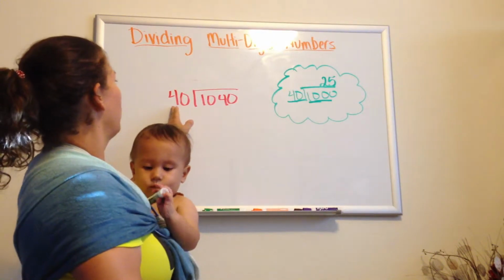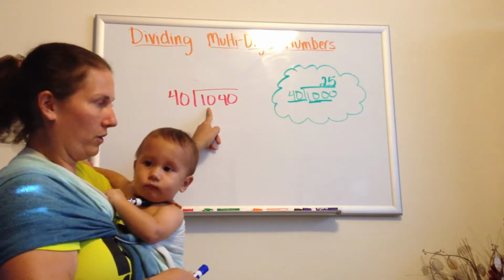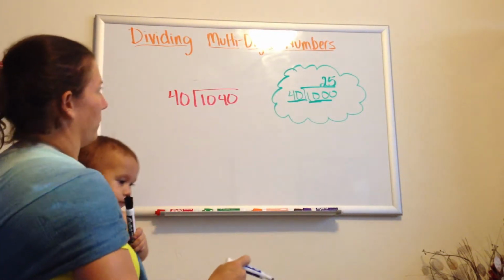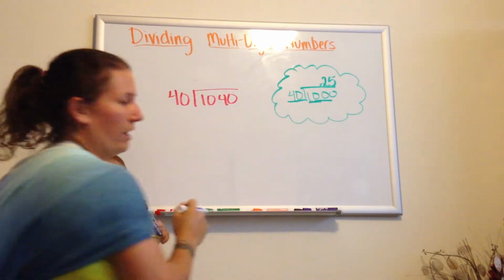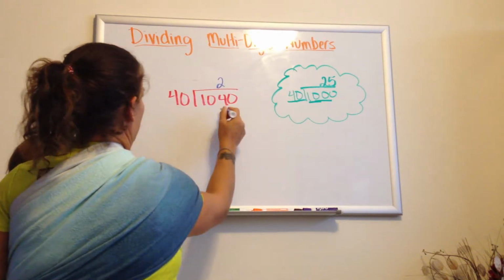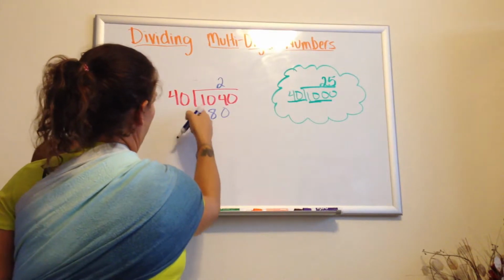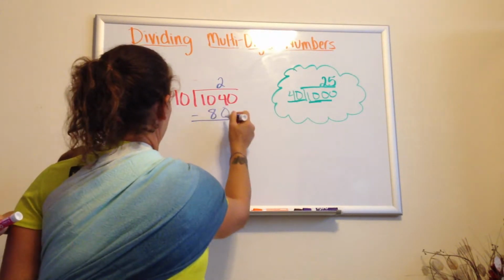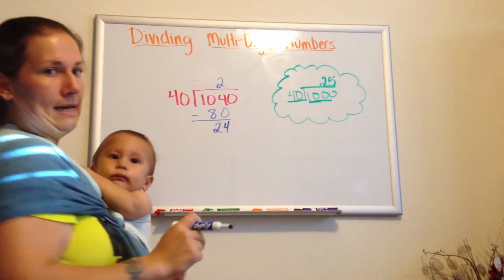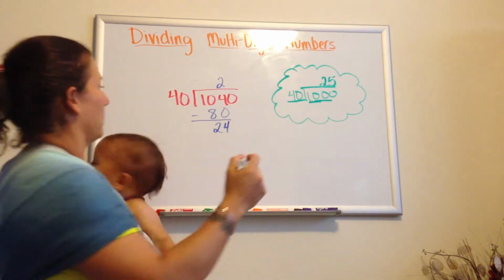So I'm going to look at 40 into first 1, it can't go into that, then 10, can't go into that, but it can fit into 104. So 40 goes into 104, and I'm going to use my estimation and start with a 2 and try that first. So then I'm going to multiply 2 times 0, which is 0, and 2 times 4, which is 8. This number is smaller, so I can subtract it. 4 minus 0 is 4, and 10 minus 8 is 2.